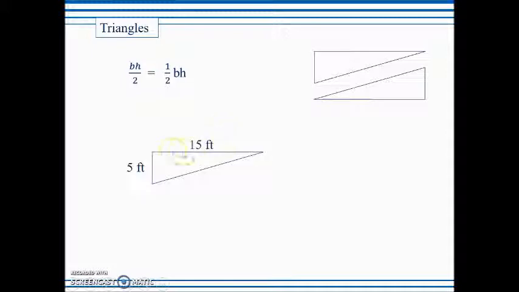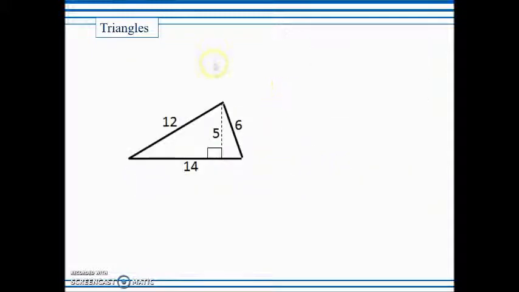So, if we have a triangle that has a base of 15 and a height of 5, and I know this is the height because it's perpendicular to the base, then we would multiply 15 times 5 and get 75 square feet, and that would be the area of the rectangle. To find each triangle, we would have to divide it by 2, so we get 37.5 square feet.